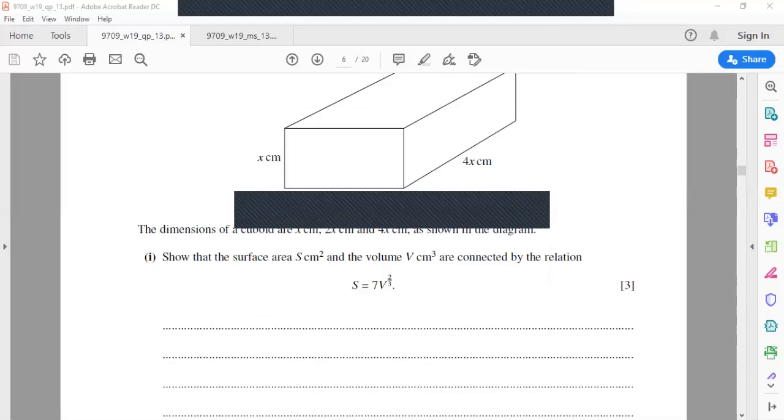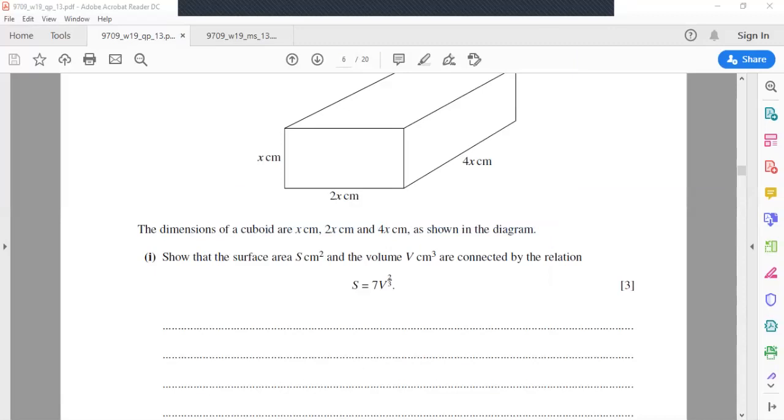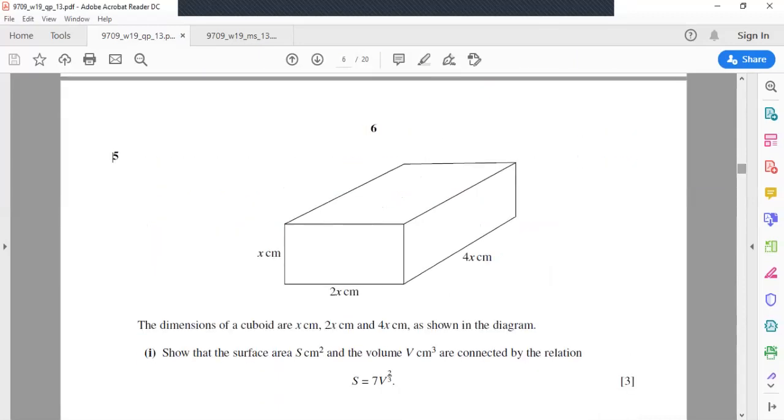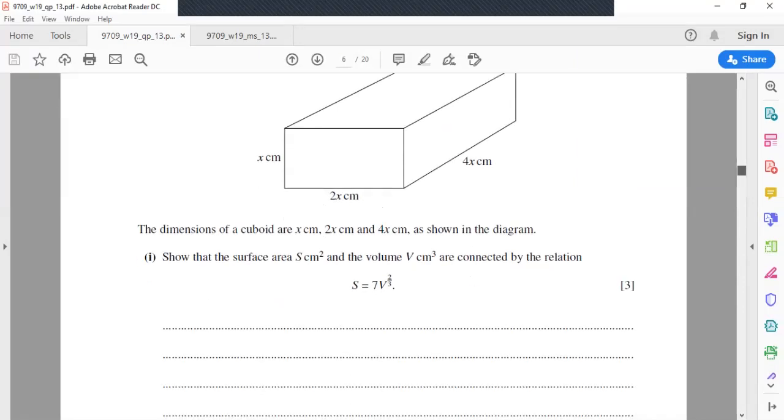Students, let's go for the next four questions of October, November 2019, paper 1-3. And this is question number 5 here. Because in the previous tutorial, we have discussed from question number 1 till 4. So let's start working with question number 5.